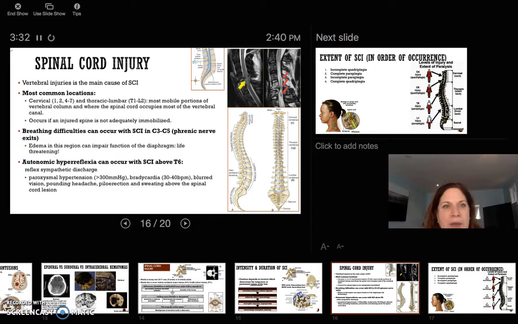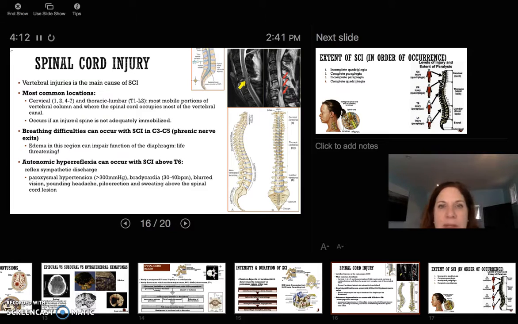If we have damage to C3 to C5, so up here, and we have damage to the phrenic nerve, which is a nerve that stimulates my diaphragm to move up and down so that my lungs can expand up and down so I can breathe. If we have damage to the phrenic nerve from injuries to C3 to C5, we can actually have damage to our diaphragm and we will not be able to move our lungs appropriately and we won't be able to breathe. So that can be life-threatening.